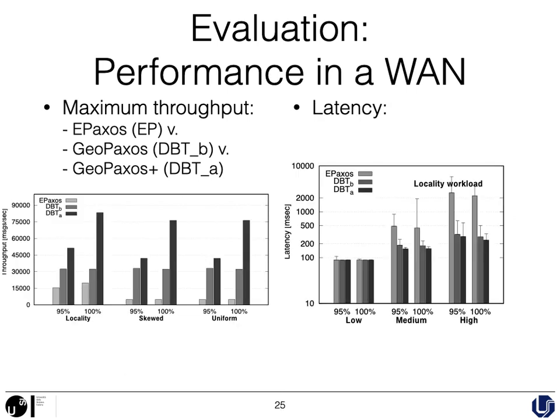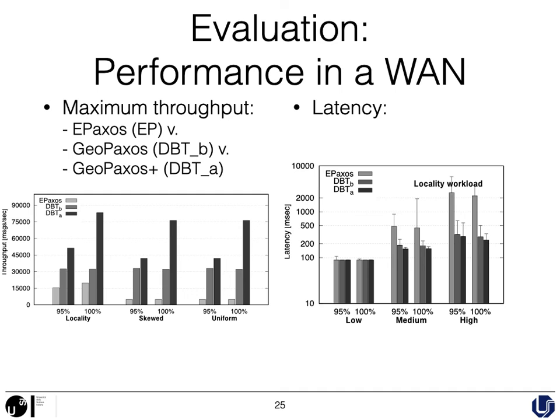In a wide area network, specifically on Amazon EC2, we have similar results. The darker bar on the left shows that the throughput for GeoPaxos Plus is sometimes more than twice the throughput for the competitors. Here we have all the 3 workloads: first locality, then skewed workload, and then uniform workload. In every situation, we have GeoPaxos Plus outperforming the competitors, and we have 90, 95 and 100% read operations.